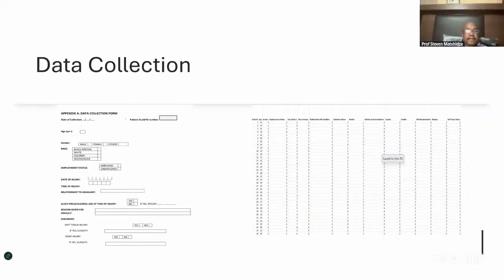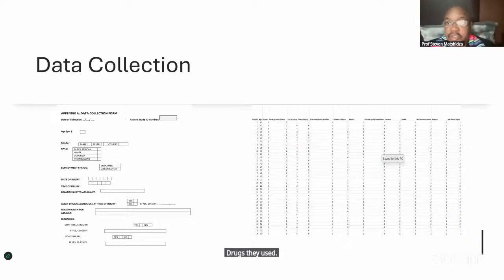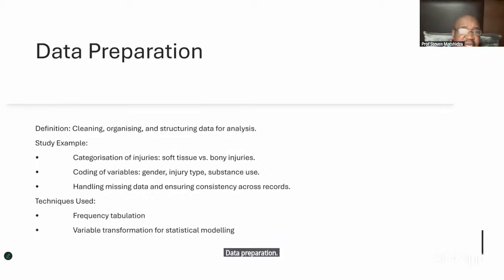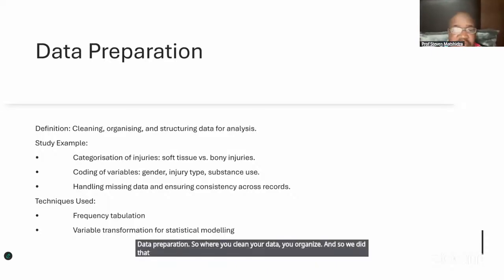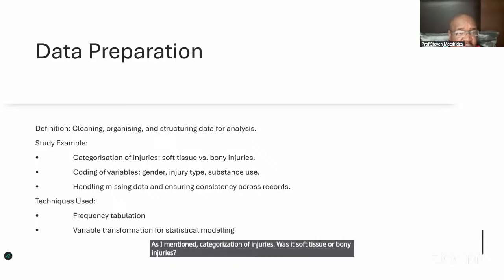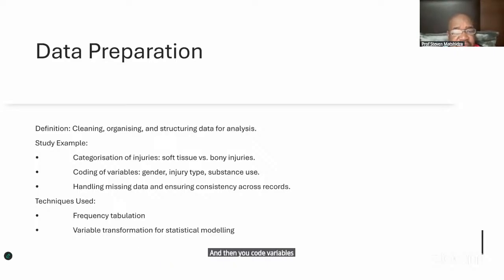So once you have done that, you come to a stage where you do what you call data preparation. So where you clean your data, you organize it, as we did in that table that we just saw there, so that you can analyze it better. So study example, as I mentioned, categorization of injuries. Was it soft tissue or bony injuries? And then you code variables, different variables like substance abuse, gender, injury type.